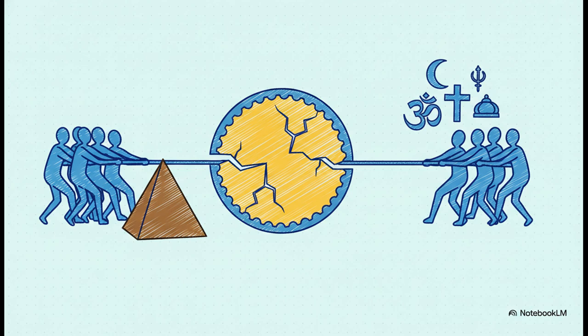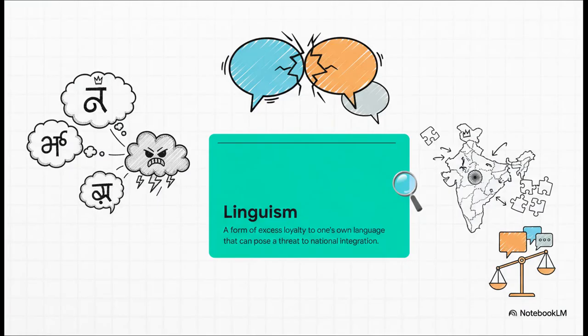Our source defines them as a kind of excessive loyalty to your own group, whether it's your caste or your religion, that puts the group's interests above the nation's. And when these identities get politicized, they can create deep mistrust and sometimes serious conflict. A very similar challenge is something called linguism. While linguistic diversity is celebrated, an extreme loyalty or fanaticism towards one's own language can spark conflicts, especially between dominant regional languages and linguistic minorities living within the same state.